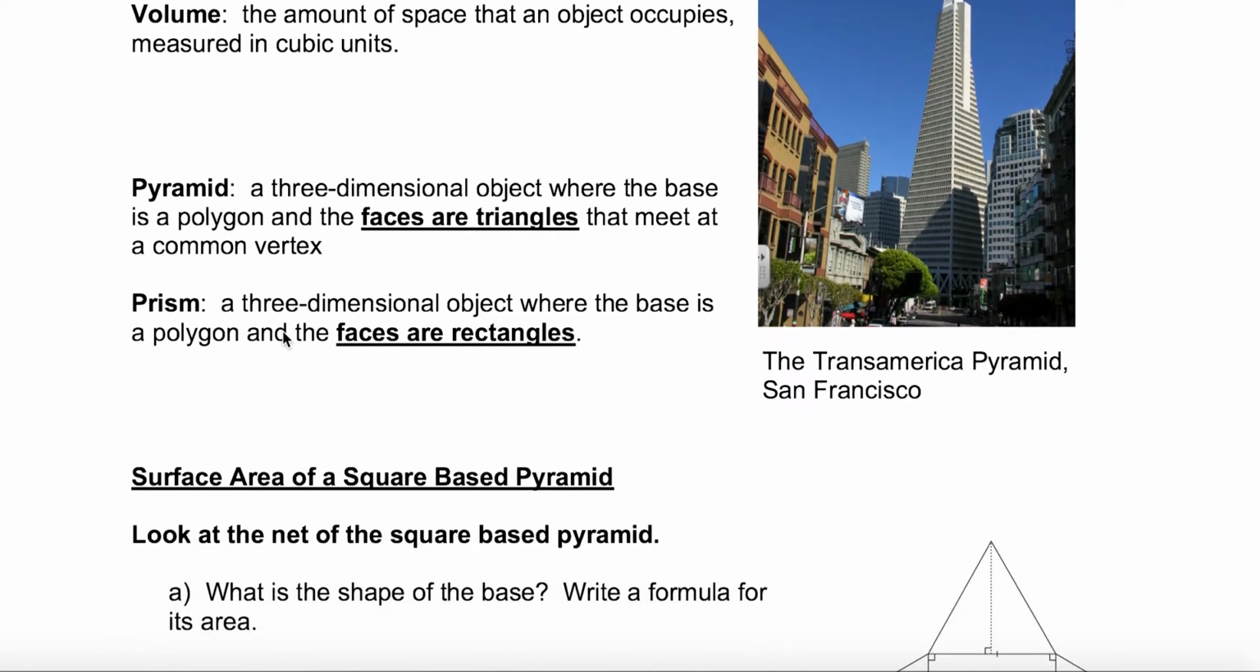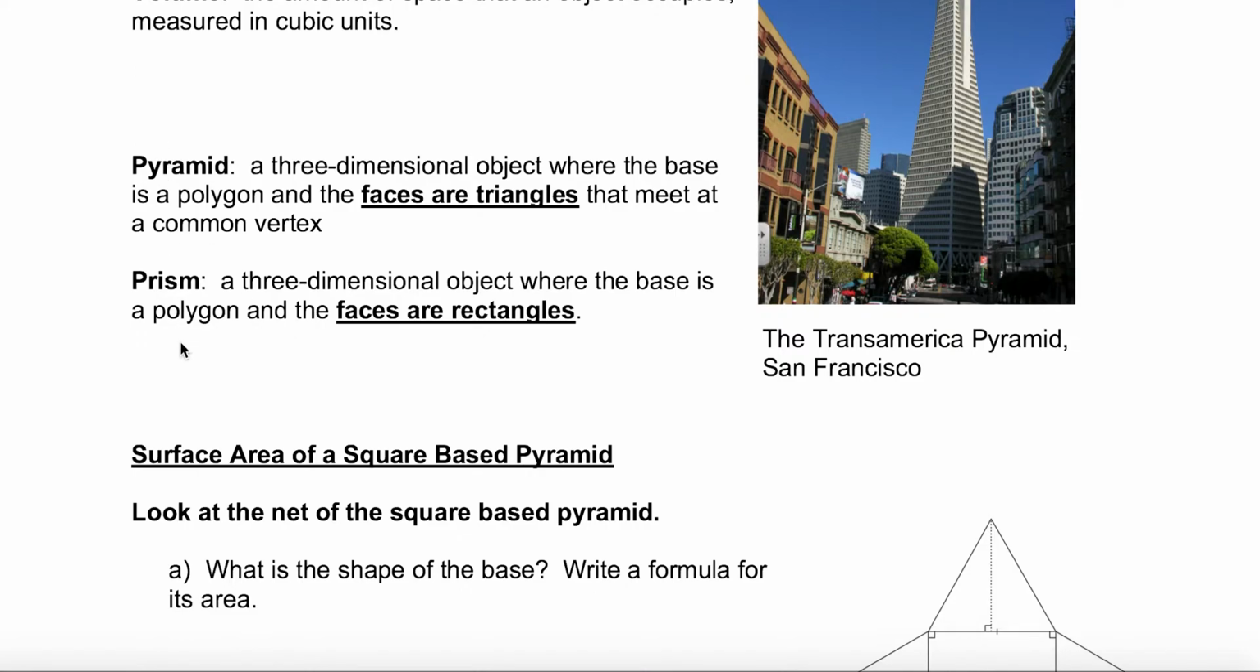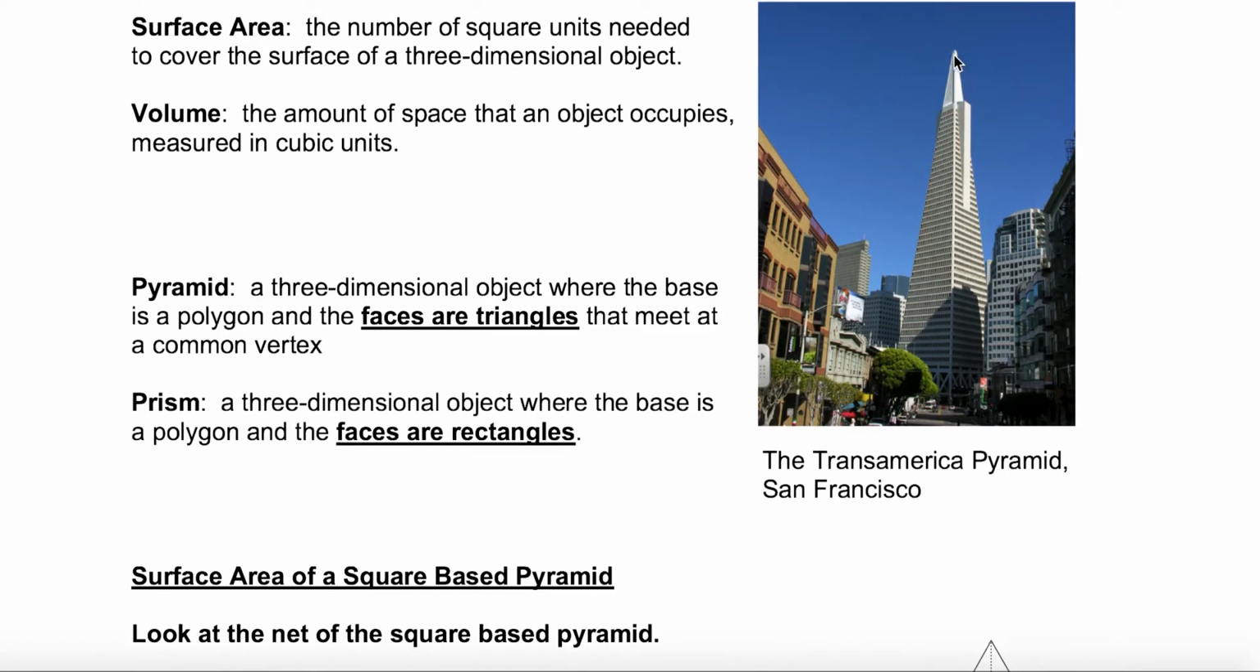A pyramid and a prism are what we're going to talk about today. A pyramid is a three-dimensional object where the base is a polygon. So the base could be a square, it could be a rectangle, it could be a pentagon. It just depends on what shape the base has. But what's important for a pyramid is that the faces are triangles and they meet at a common vertex, or a common point at the top.